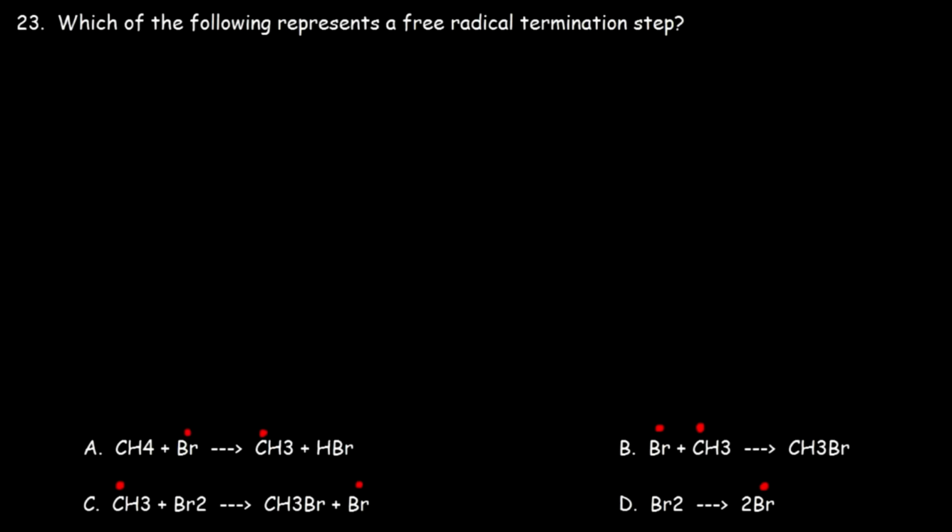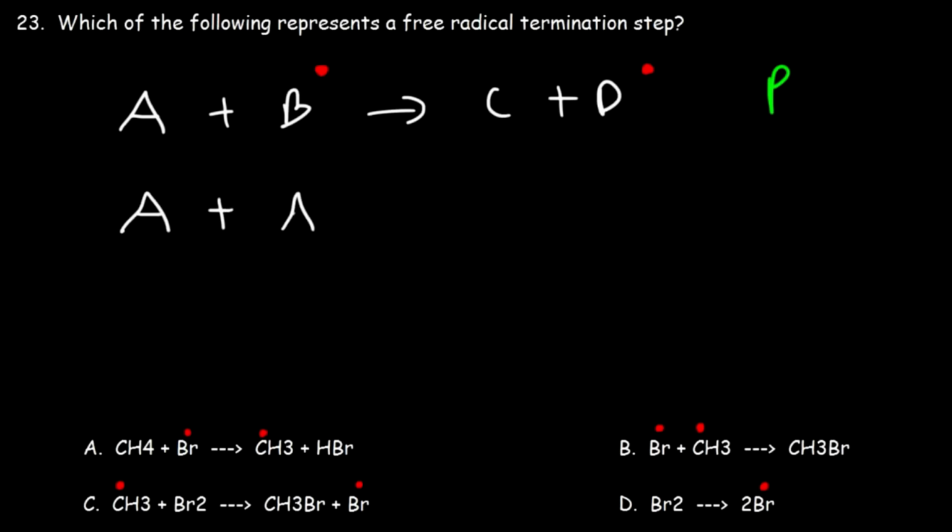Number 23. Which of the following represents a free radical termination step? Is it going to be A, B, C, or D? So here are some things that you need to know. Let's say you have a reaction, A plus B turns into C plus D. Anytime you have 2 radicals, one on each side, a radical on the left and on the right side, this is going to be a propagation step.